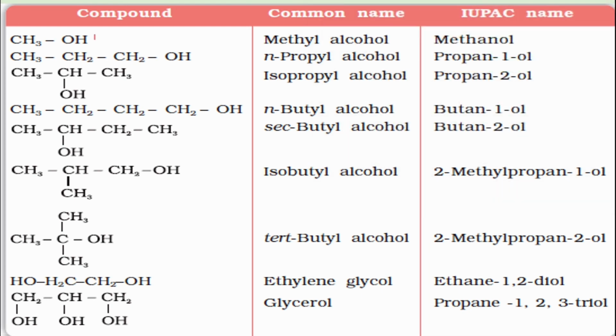Now the first one is simple. This is methanol. I am talking about IUPAC names. Common name is simply methyl alcohol. Then you have this with 3 carbons and OH on the first carbon. So this becomes propan-1-ol. Here also 3 carbons and OH is on the second carbon. So these two are isomers. So you call them propan-1-ol and propan-2-ol. Right? Simple. Now if it is propan-1-ol, a straight chain with OH on the first carbon, then you call it n-propyl, that is normal propyl.